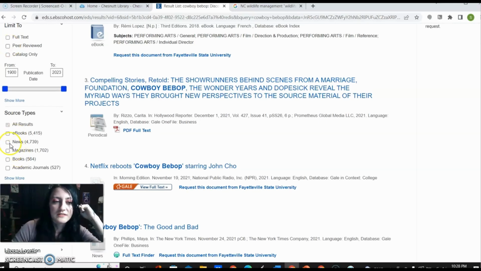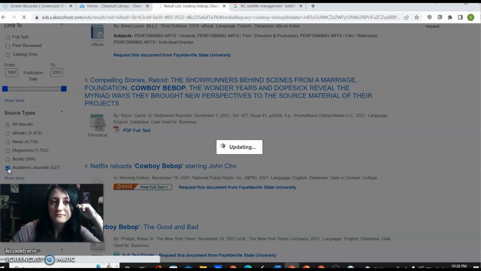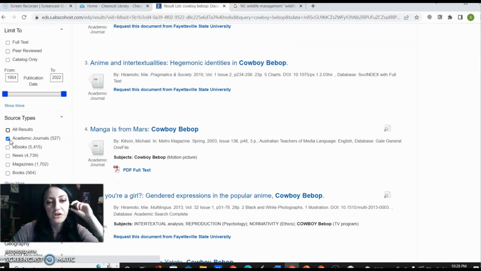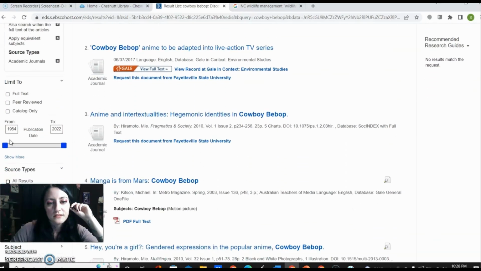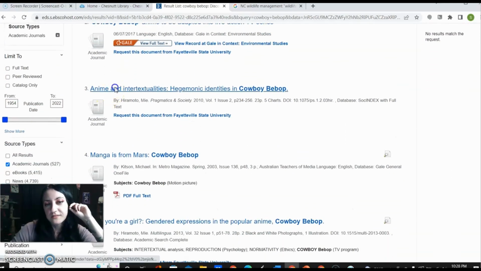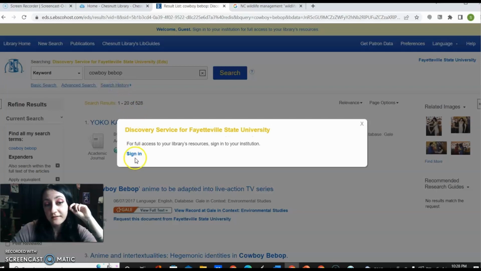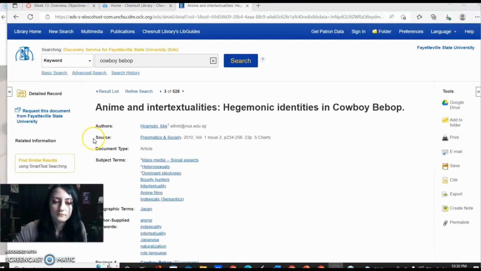And we have to put our source types back in because, look, that's a news article, a periodical, so we don't want that. So let's do academic journals. And if I wanted to, I could always hit peer review just to make sure. So let's do this one. This one seems interesting, right? I got to sign in, so give me a sec.